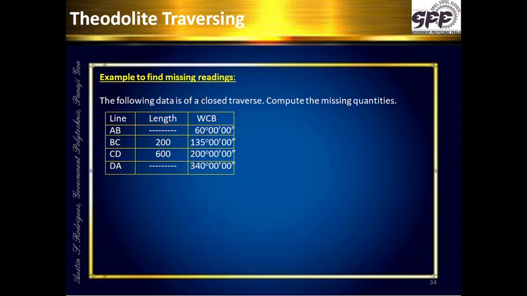Please also note another thing, we can find a maximum of two quantities. Finding a third missing quantity is not possible within this procedure. So let us go ahead.